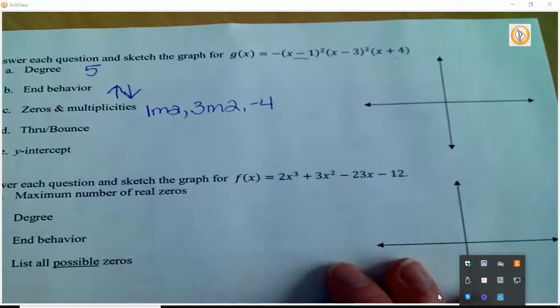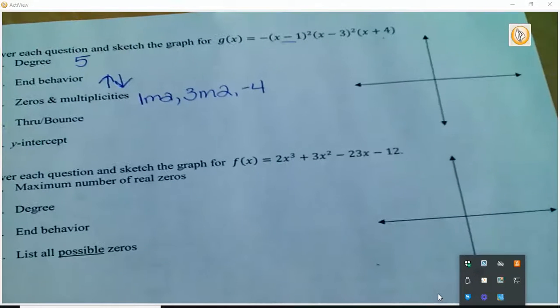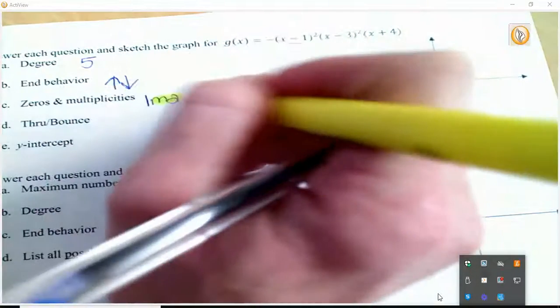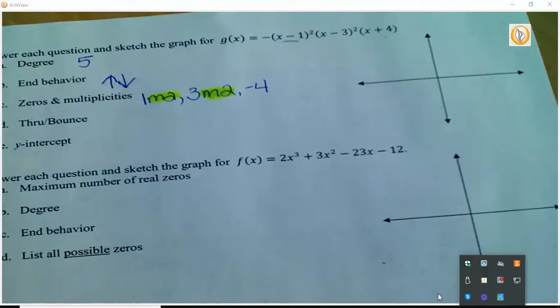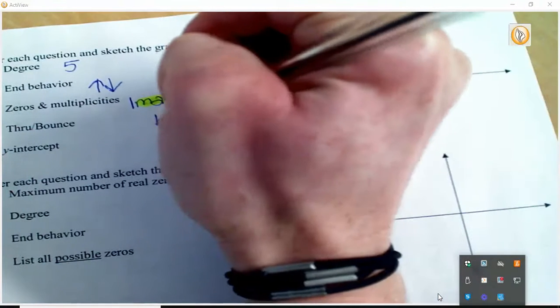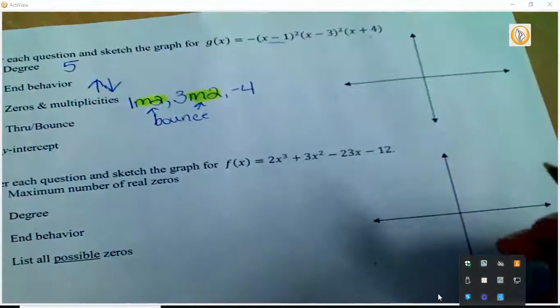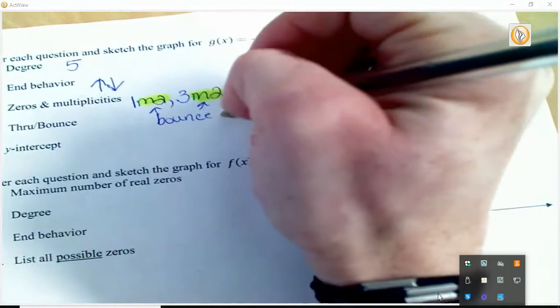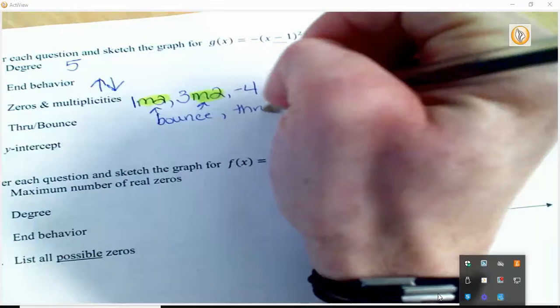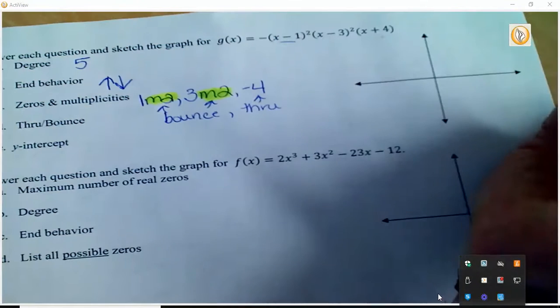Then I ask you if the graph goes through or bounces at each of those. When I'm asking that question, you are looking at these multiplicities. Even multiplicities mean the graph will bounce. Odd will go through. So we will bounce at both the 1 and the 3. Negative 4 just had a multiplicity of 1, so we'll go through at the negative 4.